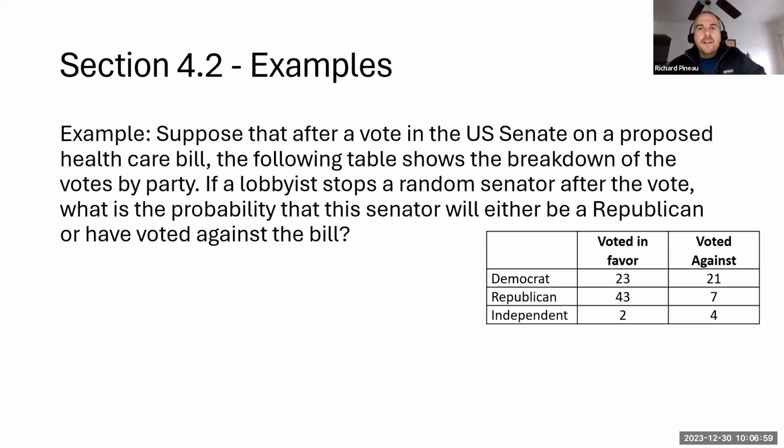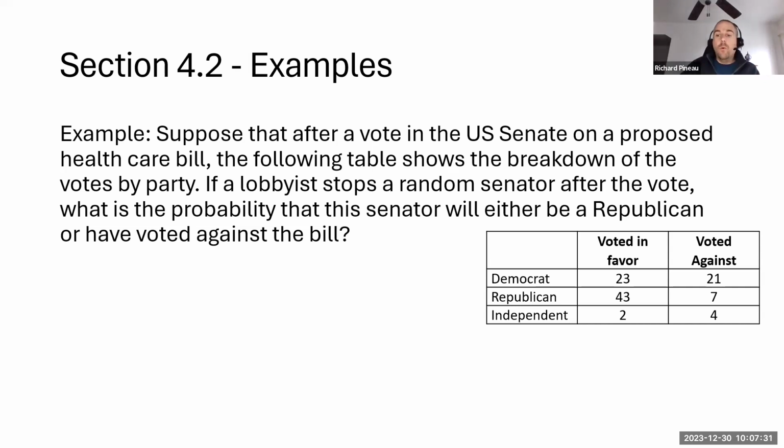Now, this example will make it a little bit more clear as to why we have to subtract some quantity. So we have a U.S. Senate. It's voting on a health care bill. And we have a chart here that shows the political affiliation, and the number who voted for or against the bill. And a lobbyist is looking to stop a senator after the vote, and we want to know the probability that the senator will either be Republican or have voted against the bill.